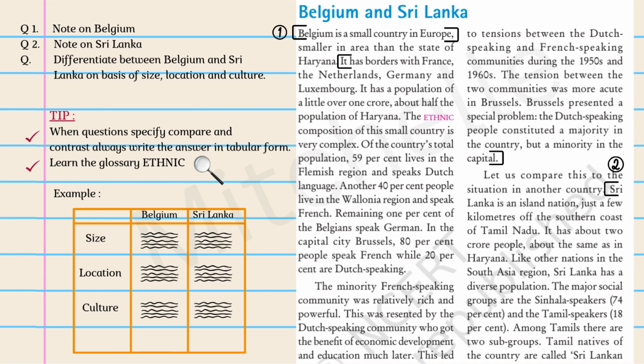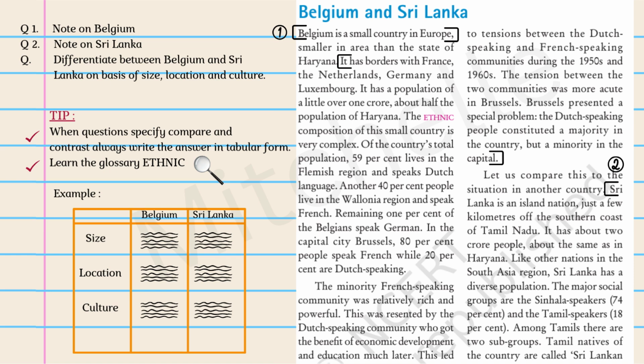So here is the first page of the chapter. You can pause this video and carefully mark the answers in your textbook, exactly as I have shown. So question 1 is note on Belgium. This answer starts with Belgium is a small country in Europe and goes all the way to capital, which is in the next column. That's the end of the answer.